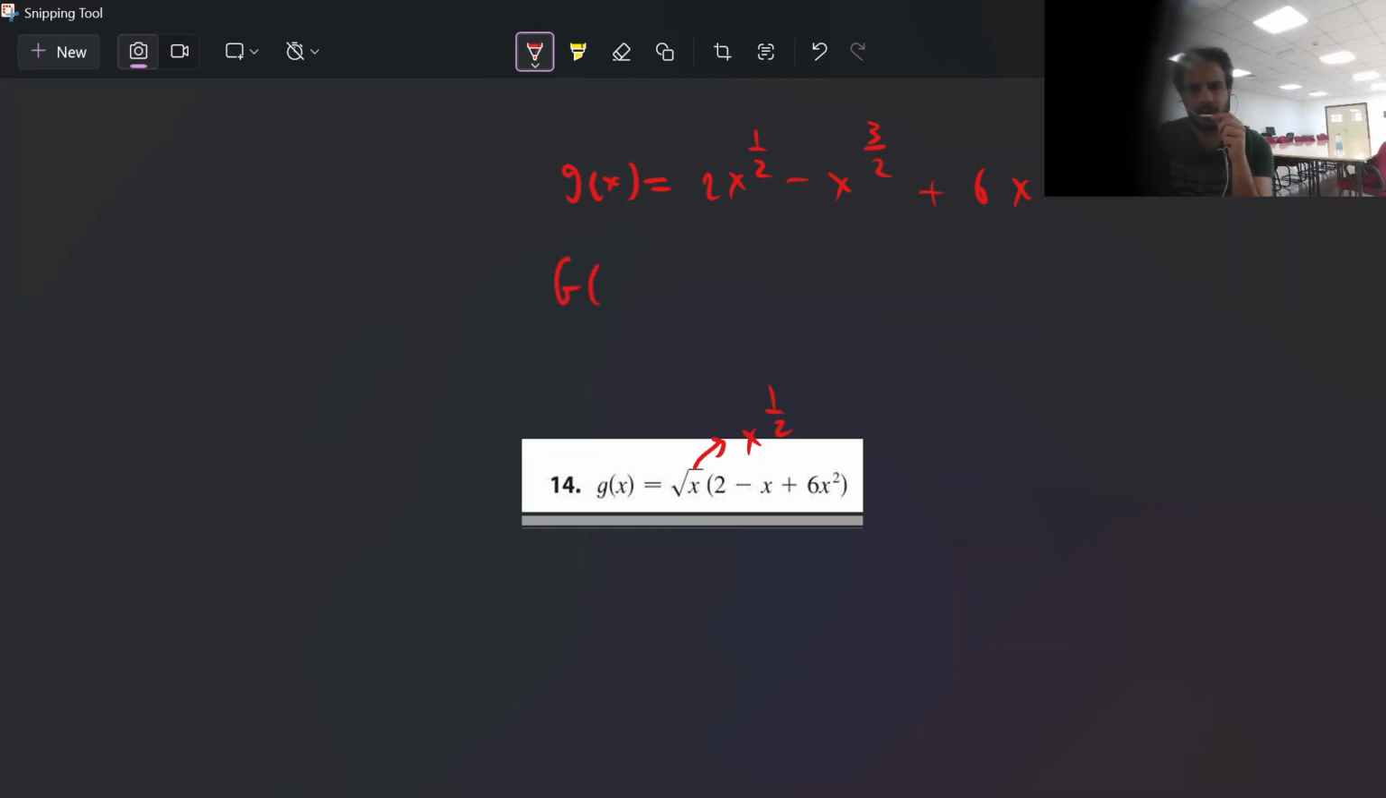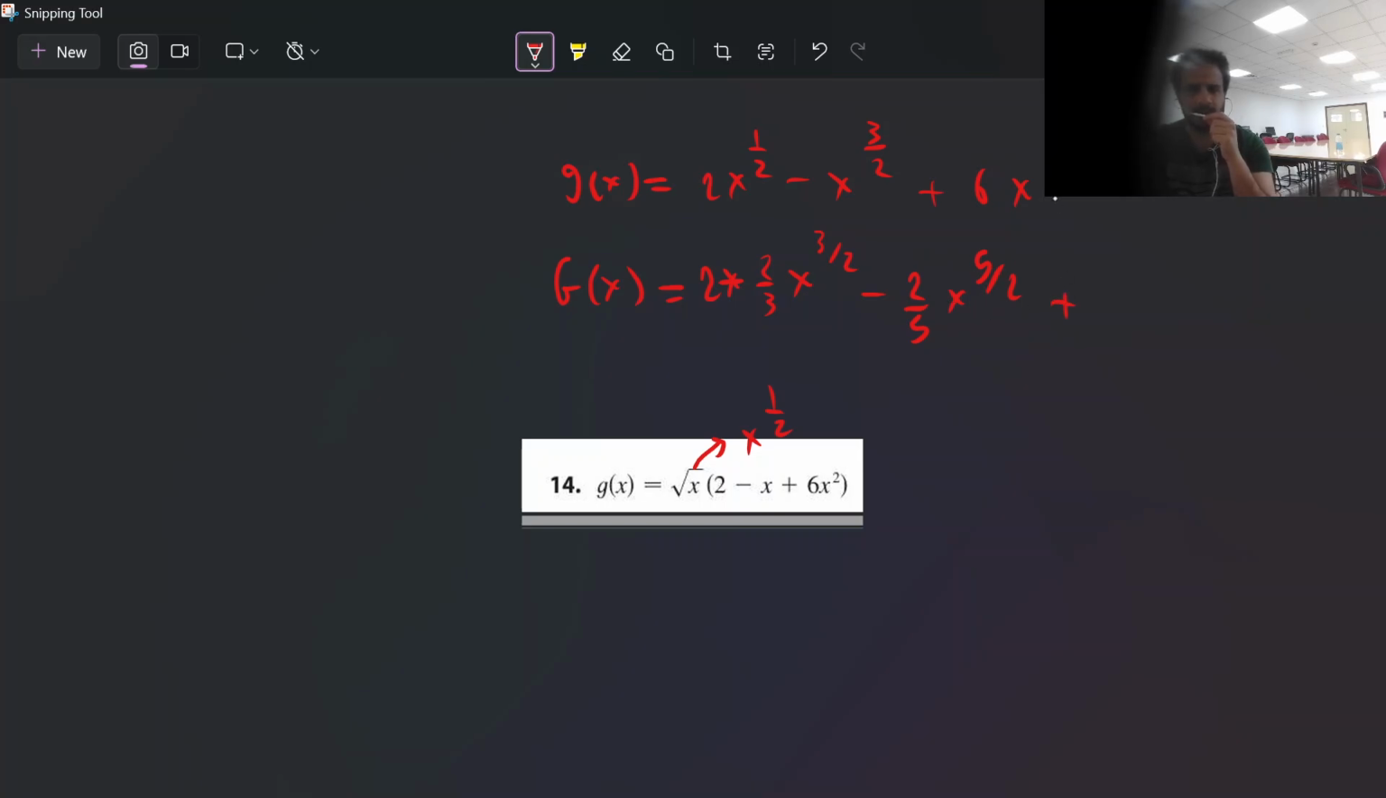Now the antiderivative. G of x equals 2 times x to the half, add 1, becomes 1 plus half, 3 over 2. Then multiply by the reciprocal, 2 over 3. Then minus x, add 1 here, it becomes 5 over 2. So 2 over 5 times x to the power 5 over 2.